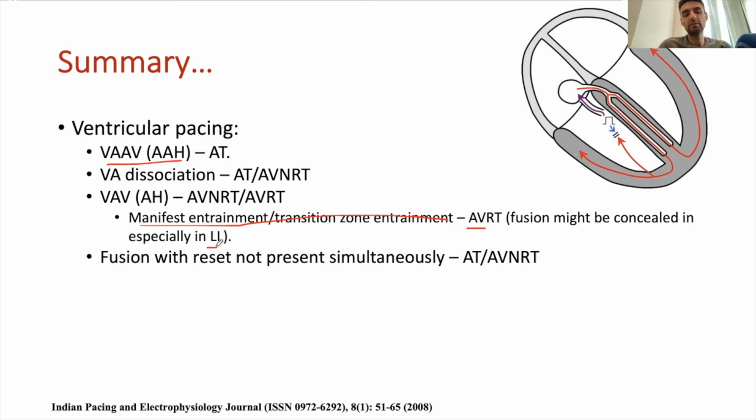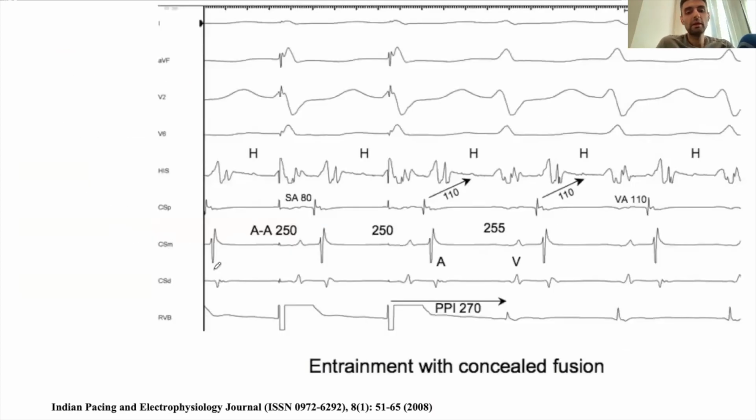However, if it's left lateral, you might not see this. You might need to adjust the pacing site to manifest the entrainment. And if you see fusion and reset not simultaneous, so either fusion or reset without them both being together, then it's more atrial tachycardia or AVNRT. Okay.